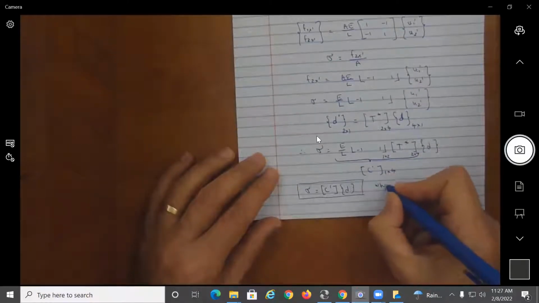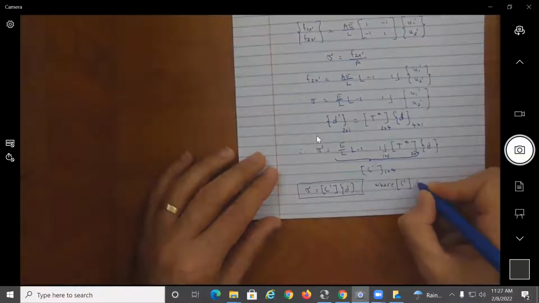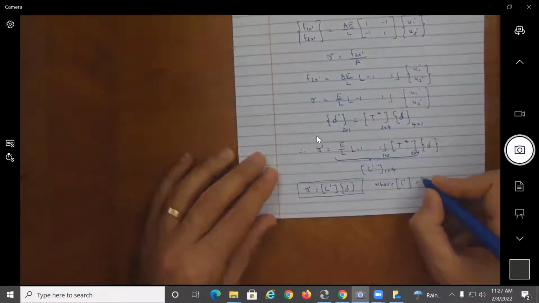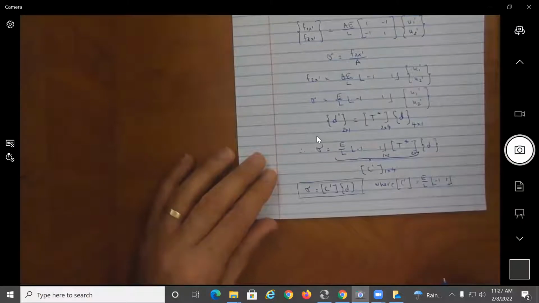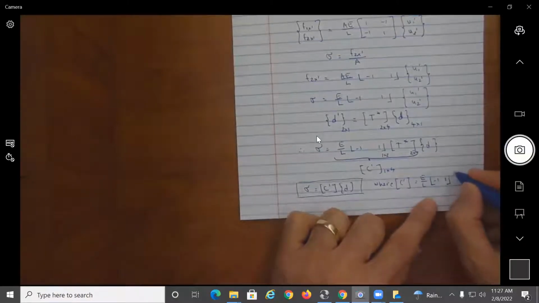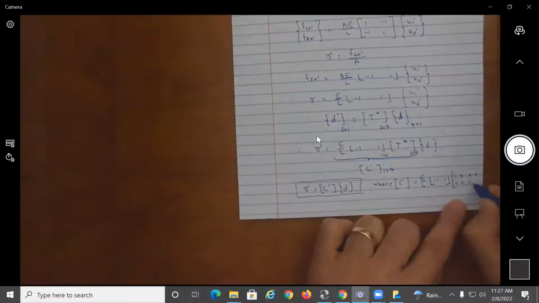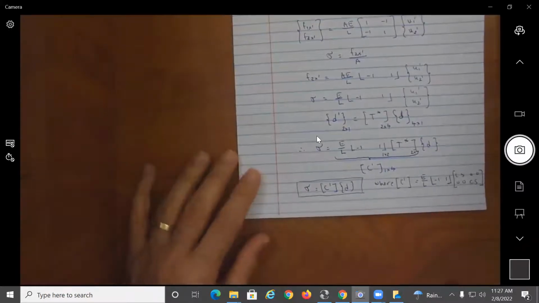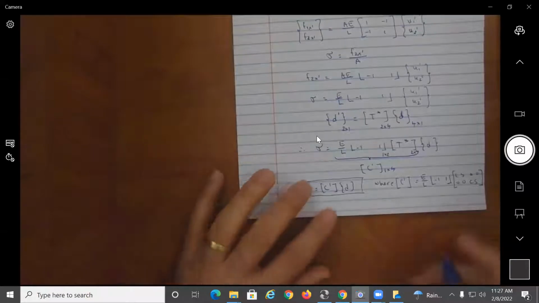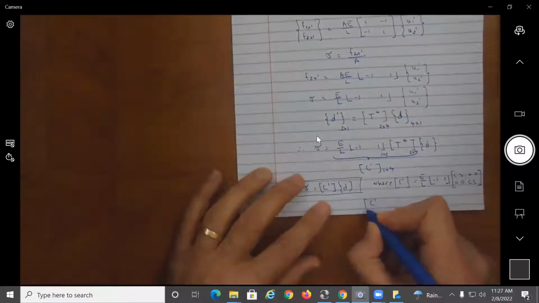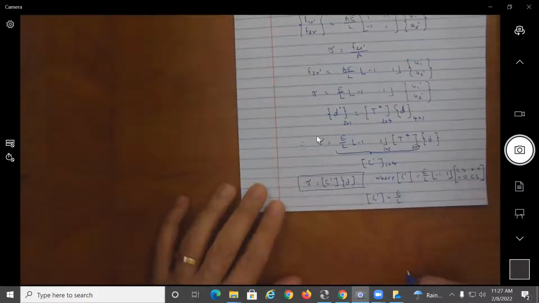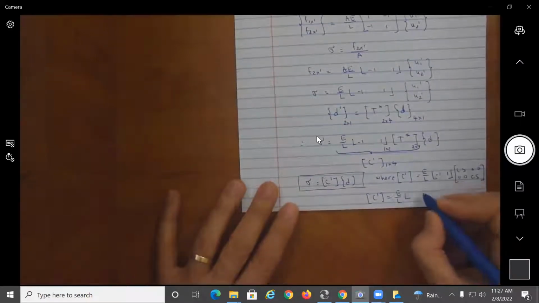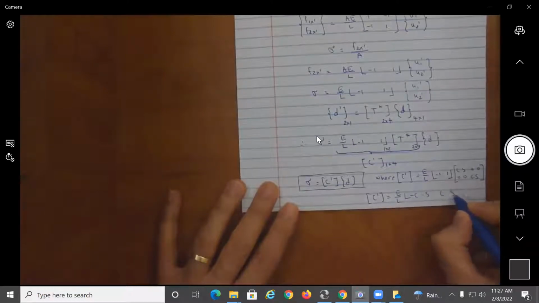So I can say here where C prime is equal to E over L times minus 1, 1 times T star, which is C, S, 0, 0, and 0, 0, C, S. If I simplify, I can say that C prime is equal to E over L multiplied by minus C, minus S, C, and S.